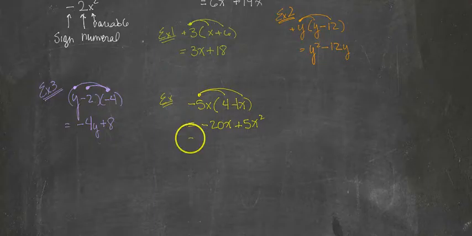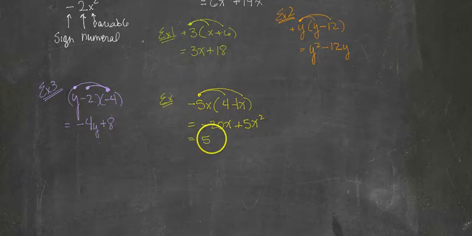And then usually we like to write them with the biggest power first, with the biggest exponent first. So we might switch this to 5x squared minus 20x. It's also prettier if you don't have a negative out front. It's not required. I'm not going to hold you to it, but it is something that we tend to like to do because it just looks better.